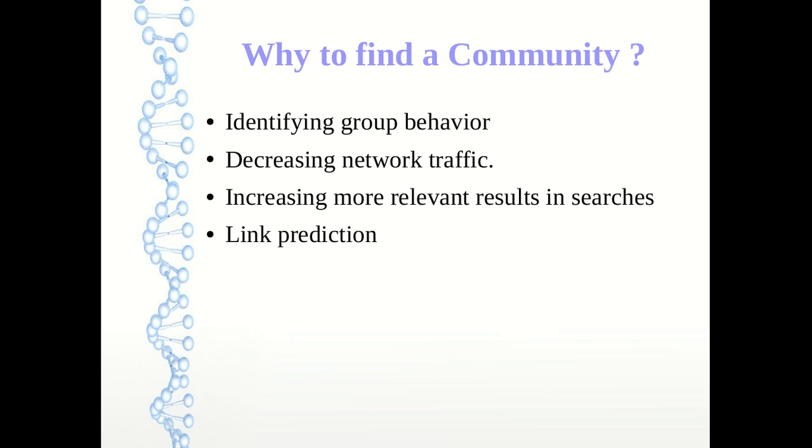Increasing more relevant results in searches. If a person is searching for some person belonging to a community, then there is a high chance that the same person will search for other people belonging to the same community, so I can show them in my search results. Link prediction. If a person newly enters a community, then it is highly likely that he or she will build new links with persons in the community with whom he doesn't have a link by now.